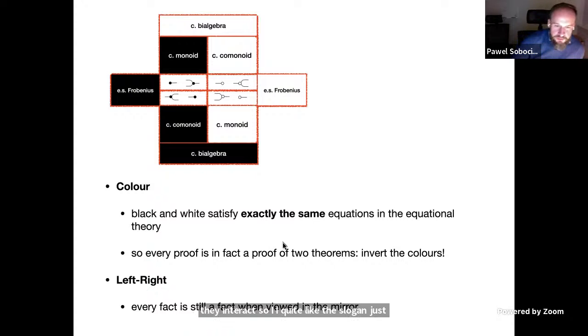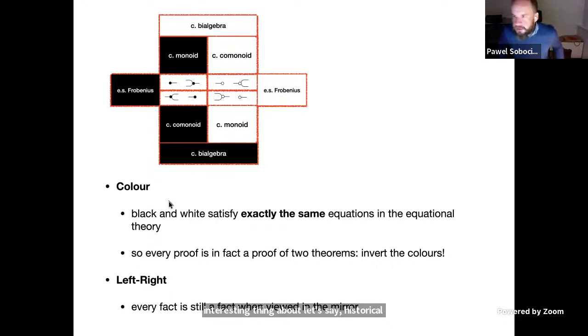Just to say a little bit more, the black and white satisfy exactly the same equations in the equational theory. So every proof is in fact a proof of two theorems, in both the colors. Every fact is still a fact when viewed in the mirror. So there's also this left-right symmetry. And by the way, this kind of color symmetry demonstrates another interesting historical artifact of linear algebra.